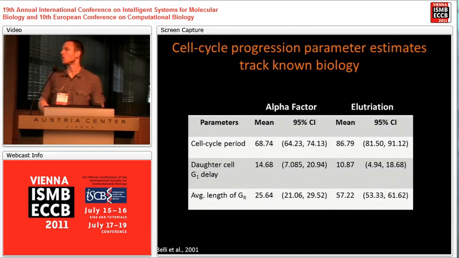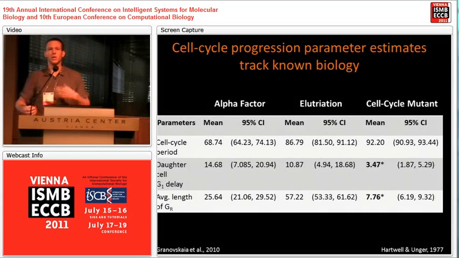And this was borne out also in our parameter inferences here. So you can see here for the average length of GR that there was roughly 30 minutes more in the recovery time for elutriated cells.